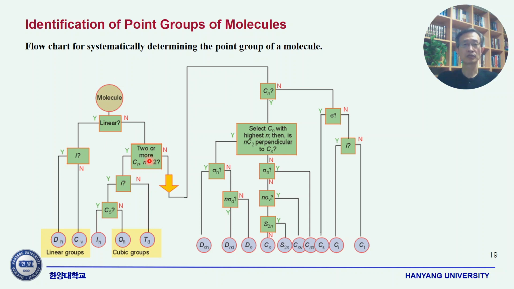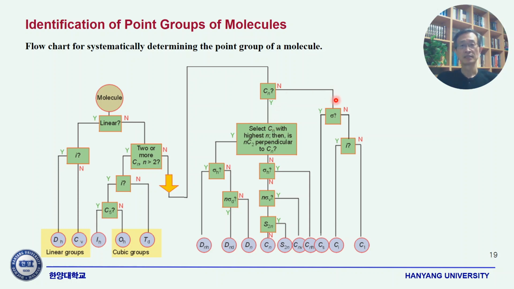Okay, then there is a unique Cn, n greater than 2. The greatest value of n will designate the principal axis of symmetry. So if there is a principal axis of symmetry with n greater than 2, then you are having a kind of regular molecule, not a special case. And then we ask if there is a Cn axis or not.